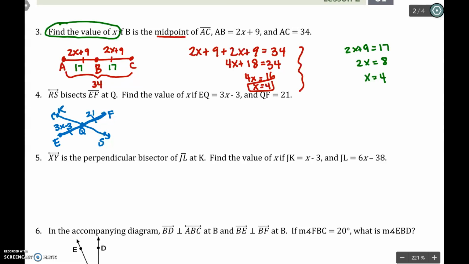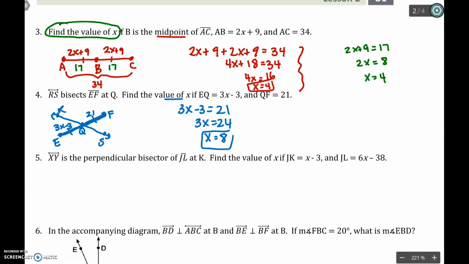Make sure you label the appropriate segments, and you'll notice EQ and QF are the ones that end up congruent. So I can set these equal to one another and solve from there. So I'd be adding the 3 to both sides and then dividing by 3 to get x equals 8, and please make sure you're finding what they've asked for.